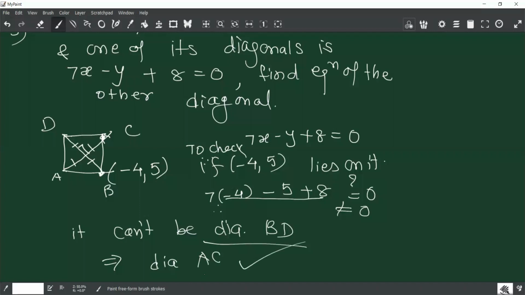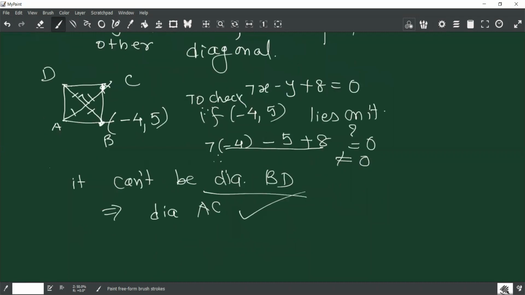तो अभी अपने को BD का इक्वेशन निकालना पड़ेगा, right? Now you tell me what is the slope of diagonal AC. बोलो क्या है? ये इक्वेशन है 7x minus y plus 8 is equal to 0. अपना हम लोग स्लोप कैसे निकालते हैं? एक तो ये y उधर ले लो, तो y is equal to 7x plus 8. So slope is 7.